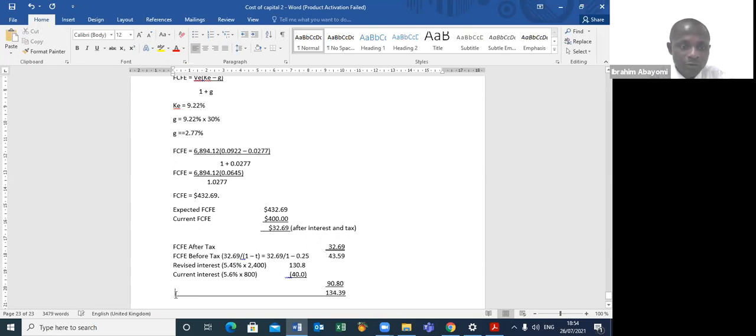Now, this represents my free cash flow to equity before... it's no longer free cash flow to equity anyway, because already we have included interest. So I cannot call it free cash flow to equity again, because interest is already inclusive.